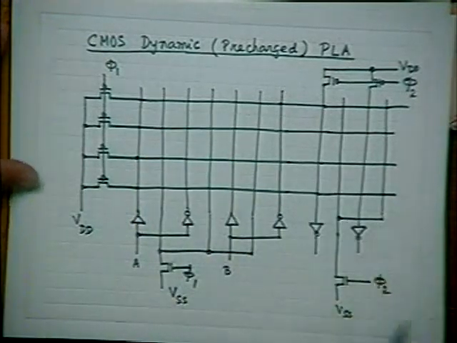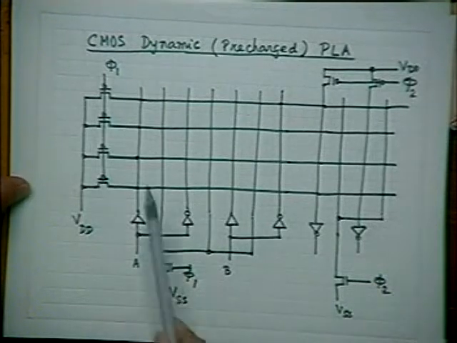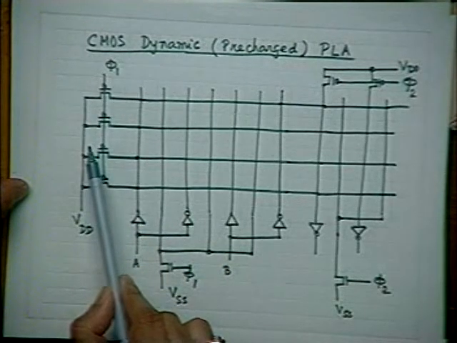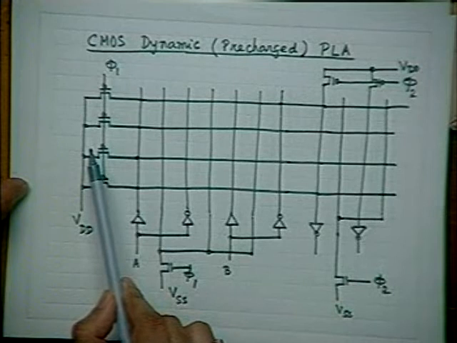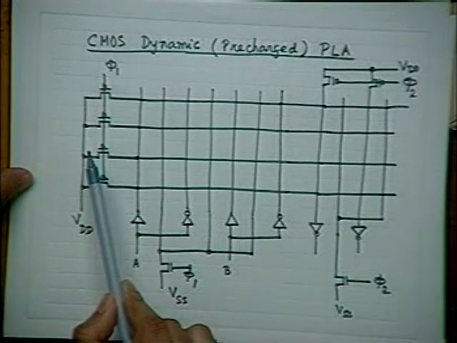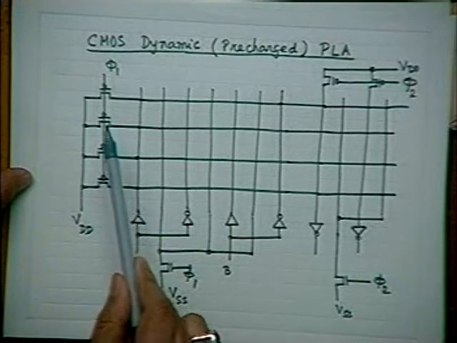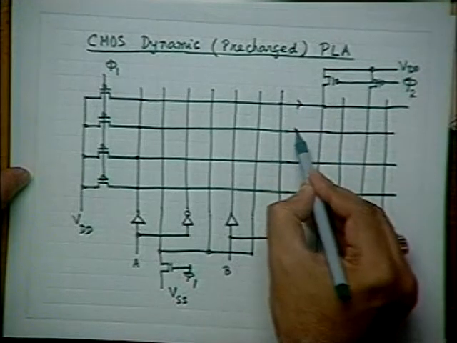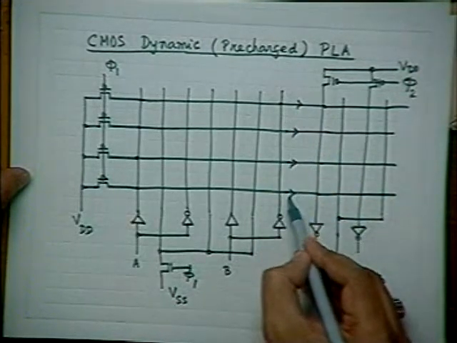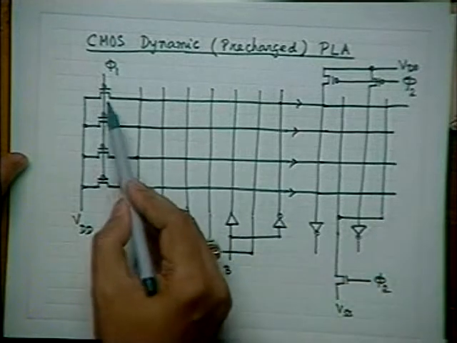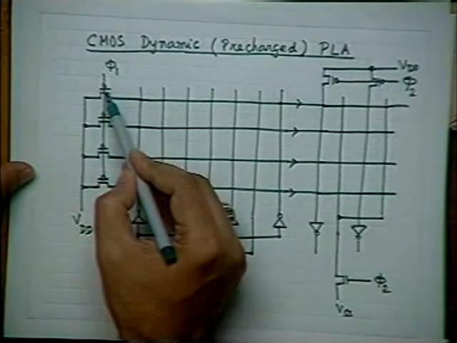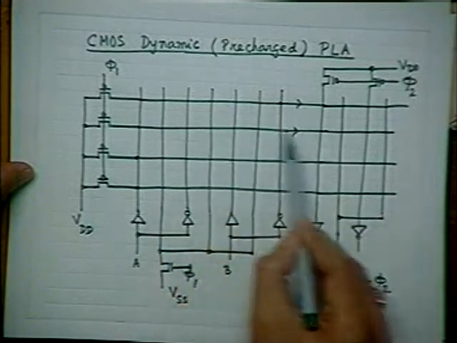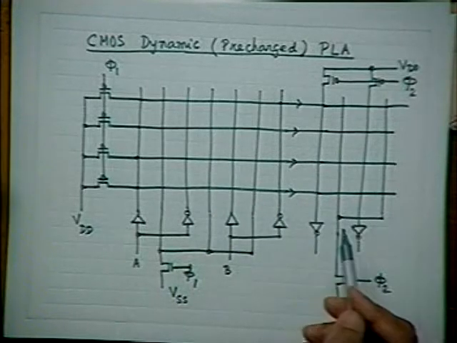You see what I have done: these are load transistors. These should not really be called load transistors now. These are the transistors used for pre-charging the output nodes, the nodes from which the products emerge. So these PMOSes are nothing but for precharging these node lines, the product lines.